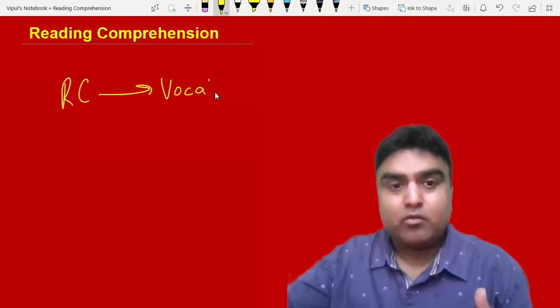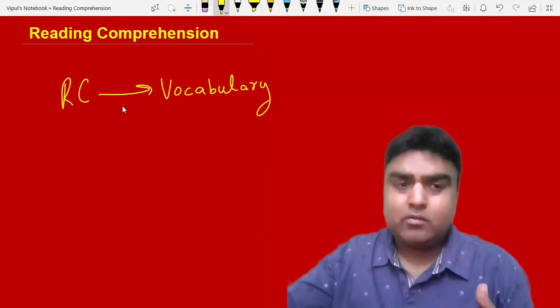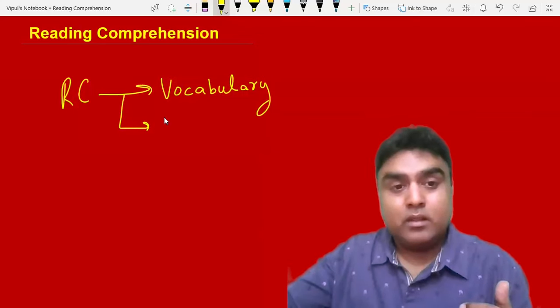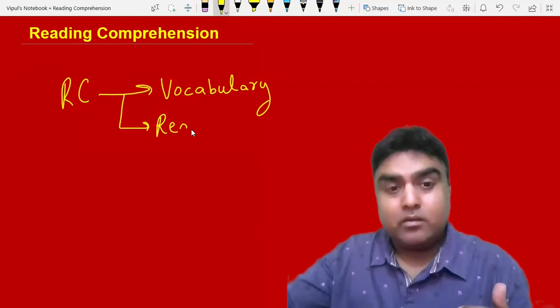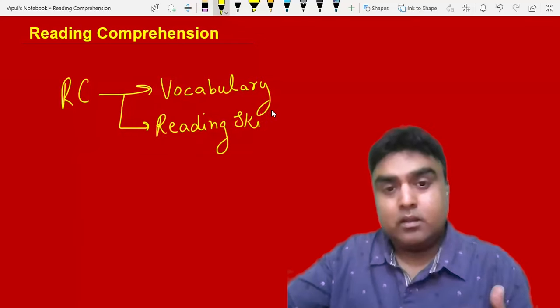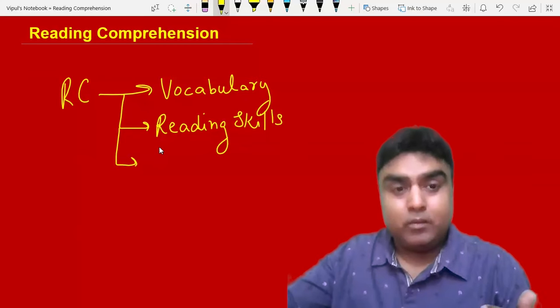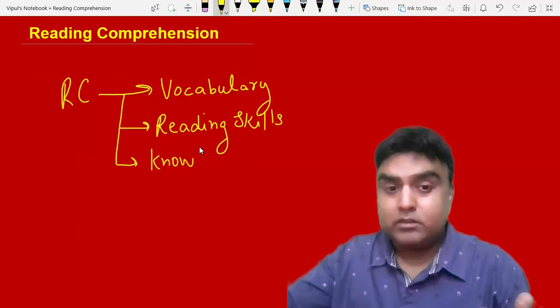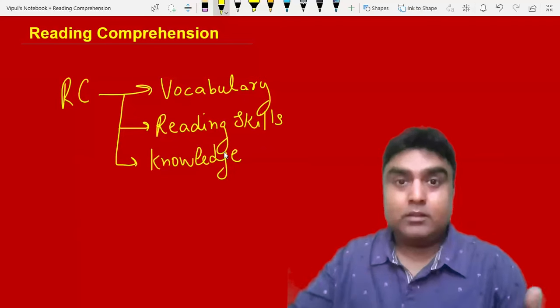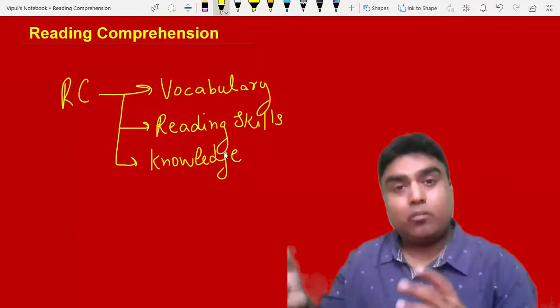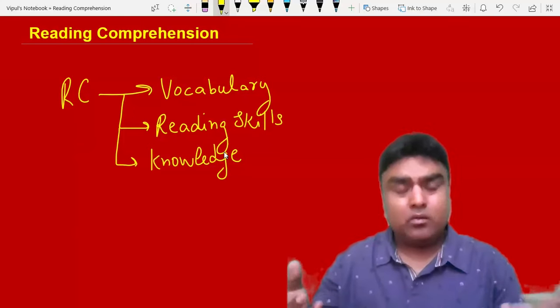The one word they will associate is the vocabulary part, and it's correct. We learn vocabulary through reading comprehension. The next thing they will talk about is the reading skills. Hanji, the RC helps you with the reading skills. The third thing they will be talking about is the knowledge part. जब आप different subjects से topics को पढ़ते हैं, and when you're reading the different topics and all, obviously it gives you a lot of knowledge.